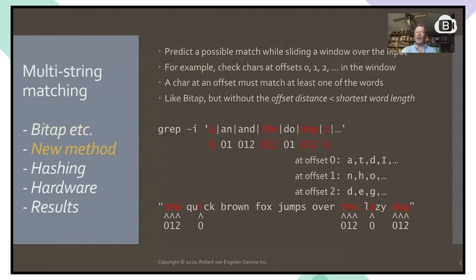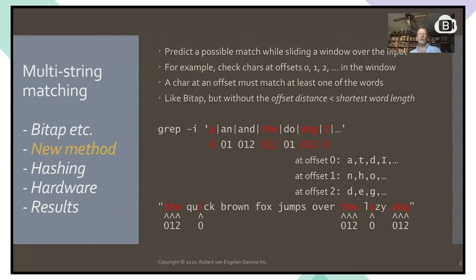So we predict a possible match. This is the idea, just like Bitap, predict a possible match by sliding a window over the input. If the sliding window is of a certain size, we can check for the offsets of the window, as offset 0, 1, and 2. And any character at that offset, think about the first character, offset 0, must match at least one of the words, like one of the first characters of all the words that we're looking for.